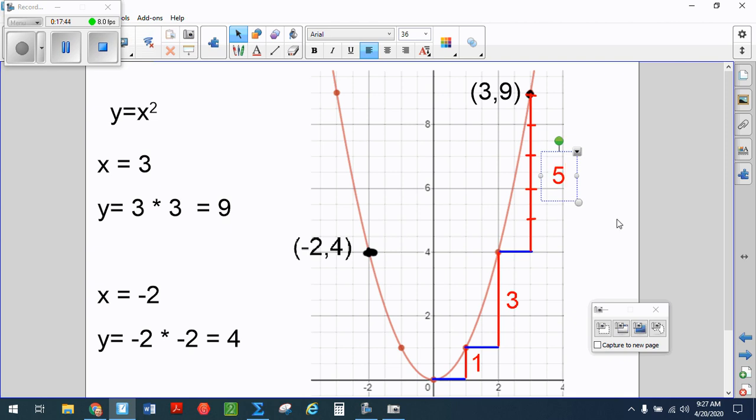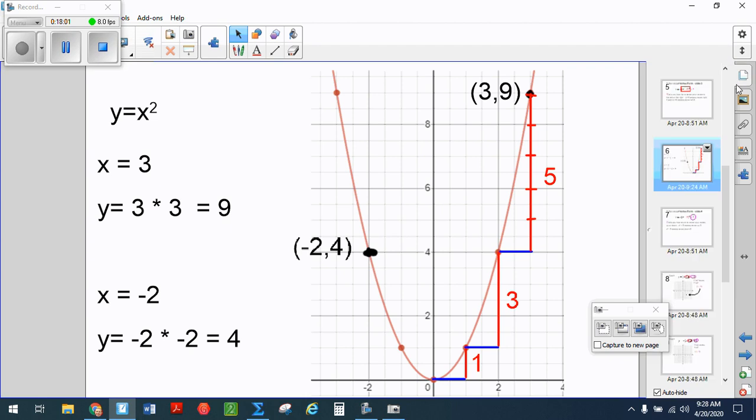And it's going to keep doing that because of a quadratic pattern. The quadratic pattern, because of the x squared, is going to go up by a pattern of 1, 3, 5, 7. And it does that on both sides of the graph every time we have an x squared. So I'm going to go back to one of our examples and show you what that looks like.